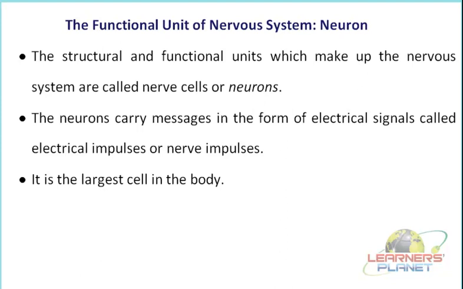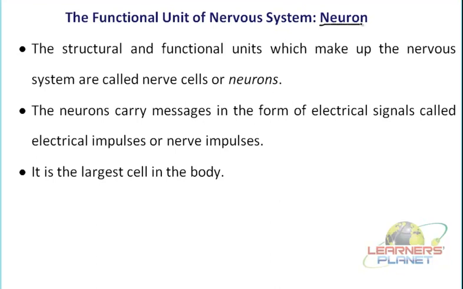What is the functional unit of the nervous system? It is a neuron. The neuron is also known as a nerve cell. These nerve cells together form a nervous tissue, and the nervous tissues are arranged in different ways, forming the nervous system. How can we define this nerve cell or neuron? It is the basic structural and functional unit which constitutes the nervous system. This is how we can define the nerve cell, and these nerve cells are very important.